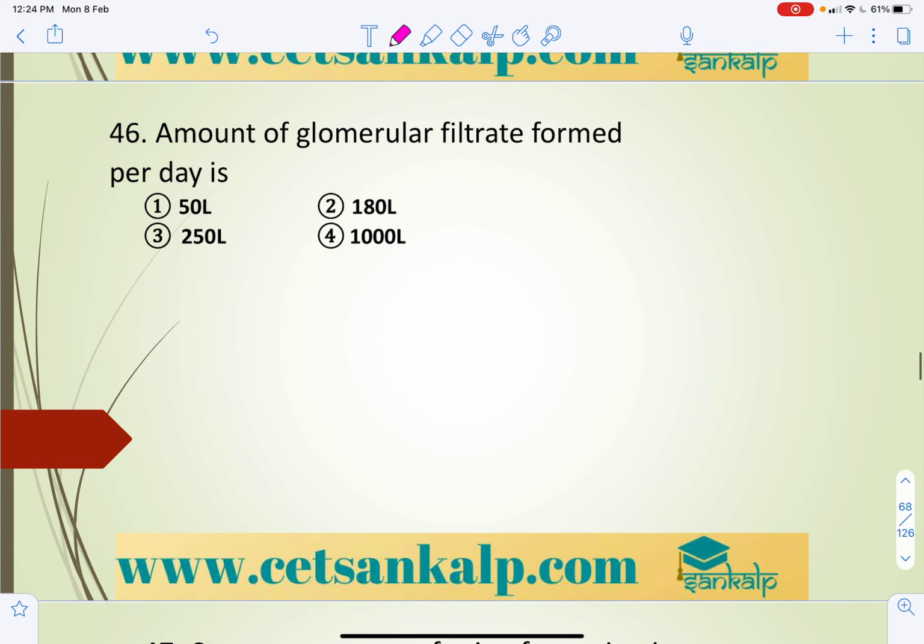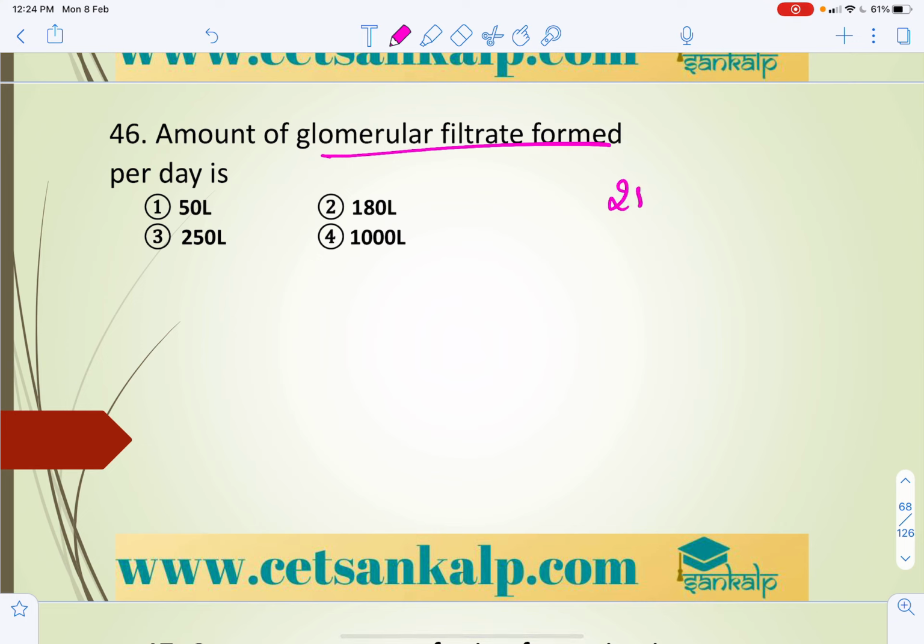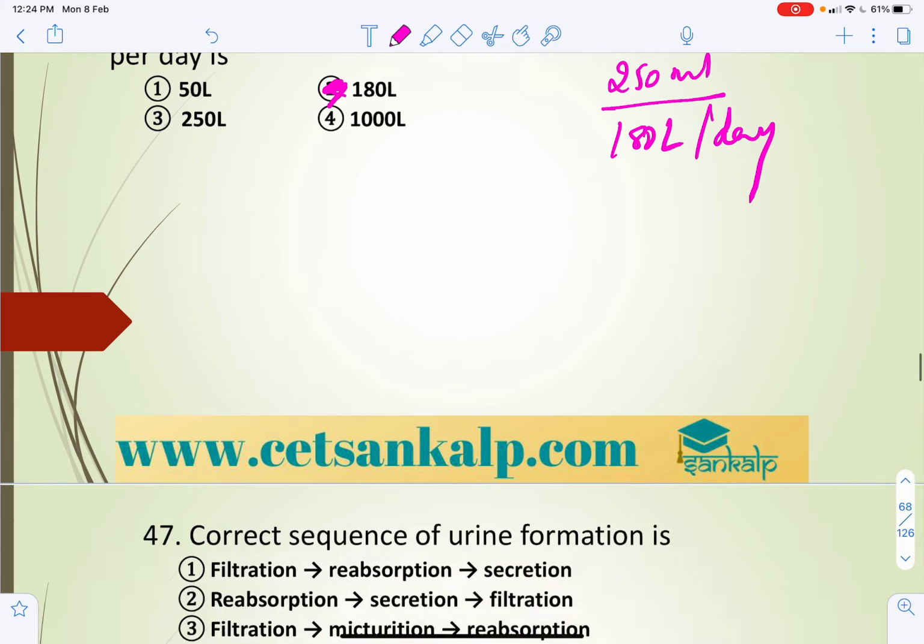Next, the amount of glomerular filtrate formed. Generally we can mention 125 ml per minute, or you can say 180 liters per day. So these are the things you have to keep in mind.